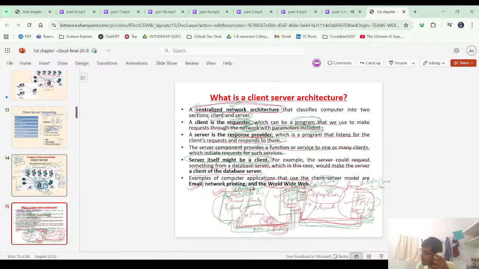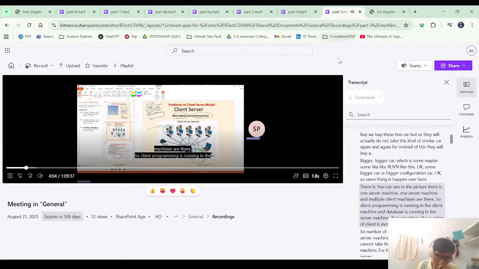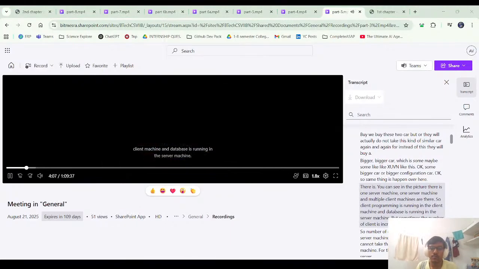You can see in the picture there is one server machine and multiple client machines. The client program is running in the client machine and the database is running in the server machine. But sometimes the number of clients increases. For that, the server machine cannot take the load of so many client machines. So we need a similar kind of server again. If it is a database server, it must be the same kind of database server. That's why the term homogeneous server comes. So two homogeneous servers of the same kind are taken.